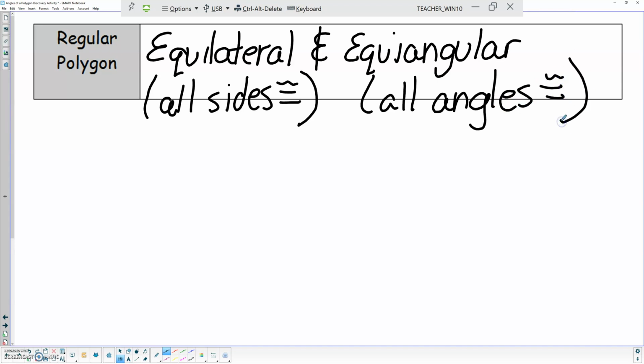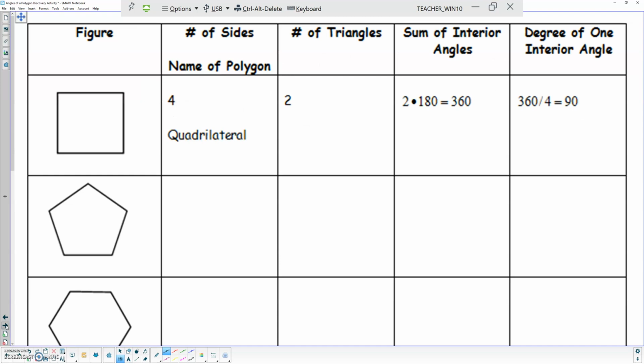Okay, so in this next part of the lesson, we're going to be working with regular polygons. We're going to spend some time filling in the following chart. We're trying to discover the sum of the interior angles for specific polygons, and then we're going to find the measure of just one of the interior angles. To do this, we know that there's 180 degrees in a triangle, so I'm going to divide each polygon up into triangles.